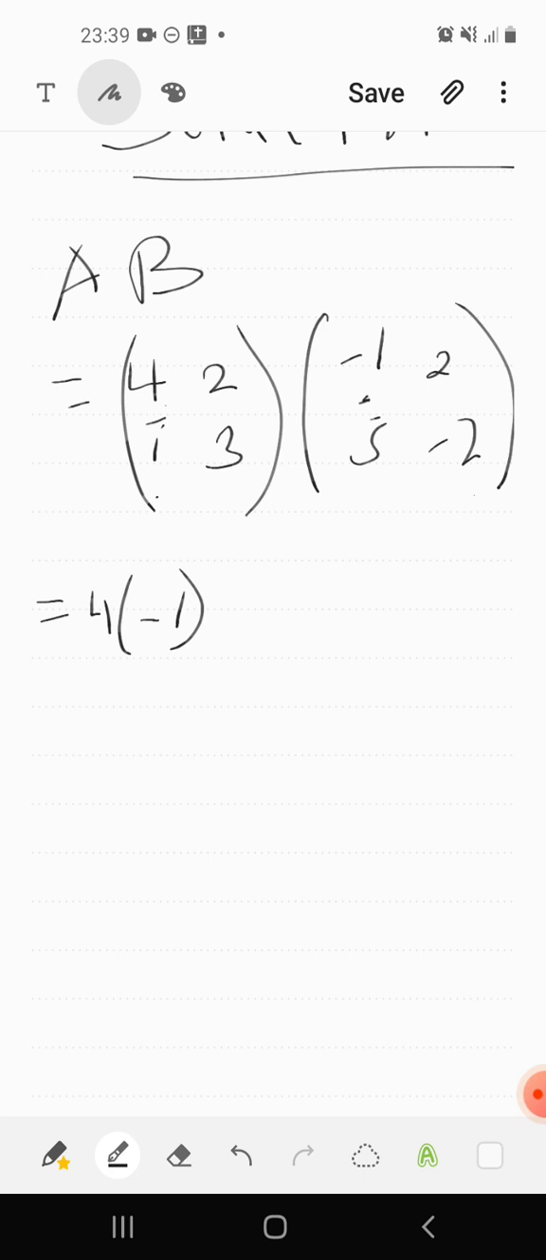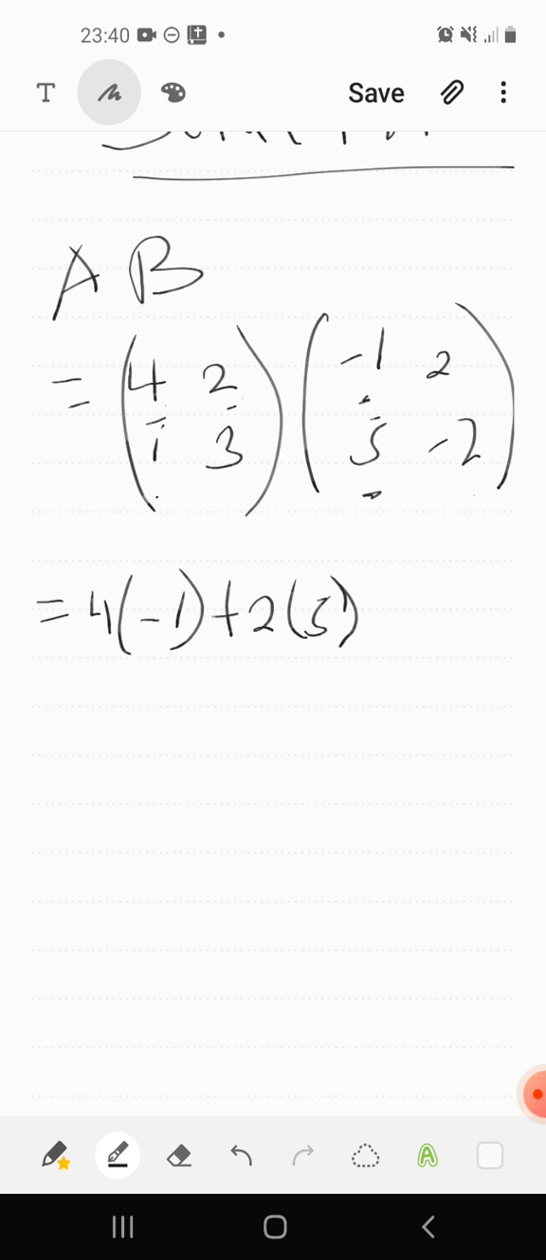Then you bring your addition sign, plus. Then this 2 will multiply this 5. Plus 2 times 5. Then we have finished multiplying the first column. The first row, we are finished multiplying the first column. So we are going to use the first row to multiply the second column again, which is 2 and -2.